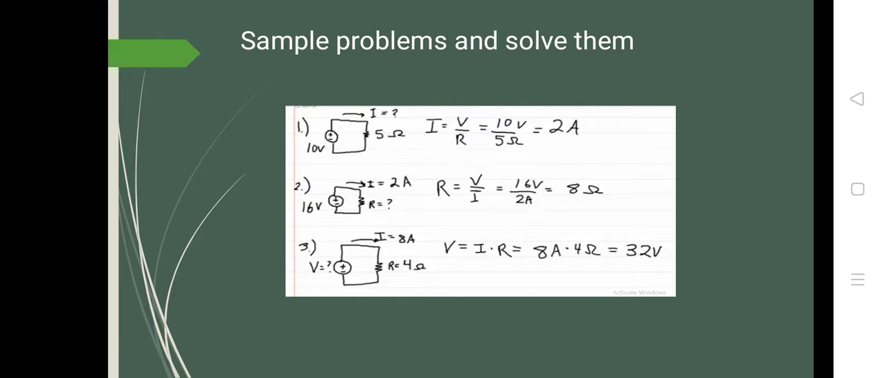And number 3, voltage is unknown, current is given, which is 8 amperes, and the resistance is 4 ohms. So we use V equals I times R. Current times resistance equals 8 amperes times 4 ohms. So it goes to 32 volts.